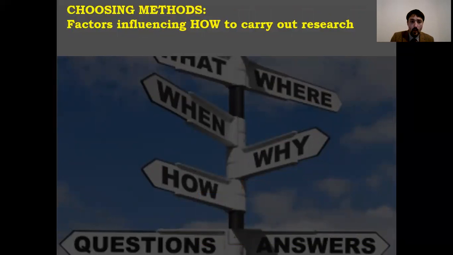So how do you choose what method you're going to use if you're going to use any of these methods?